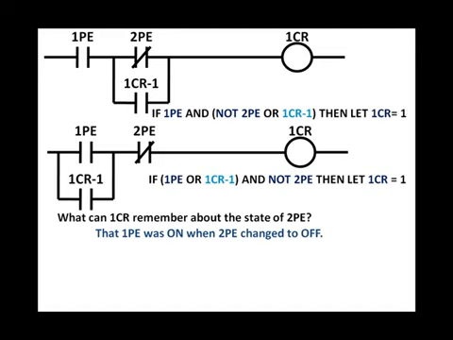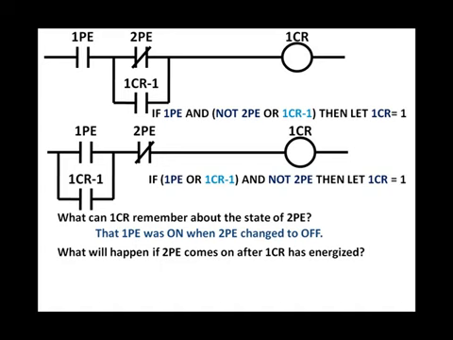That's correct. 1CR will de-energize as long as 2PE is on. Because there are no ORed conditions now around normally closed 2PE, 1CR cannot be on, cannot be energized at any time that 2PE is not on. Because if 2PE is on, then that normally closed contact will be open, or you could say that not 2PE is false. It's not 2PE when 2PE equals 1.